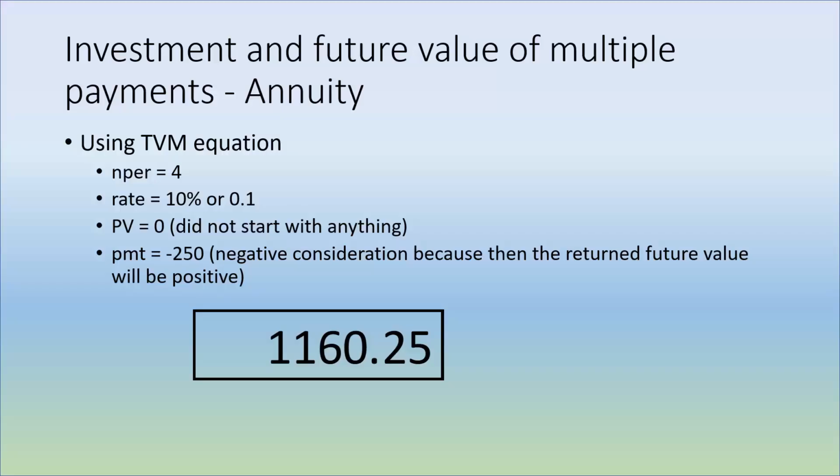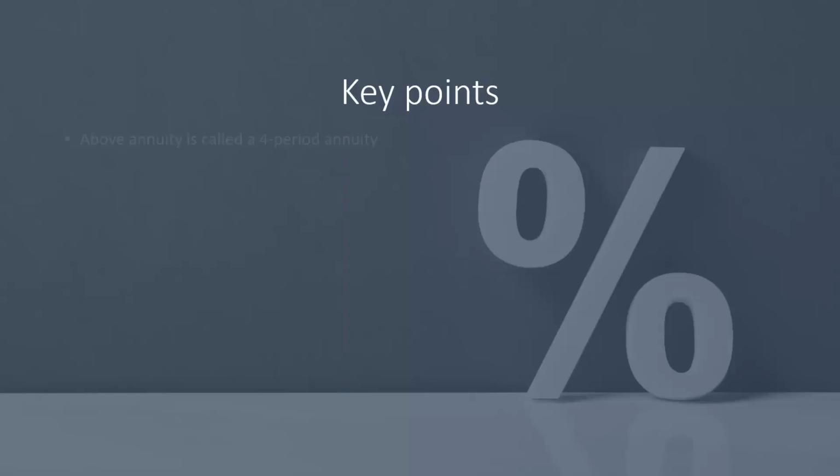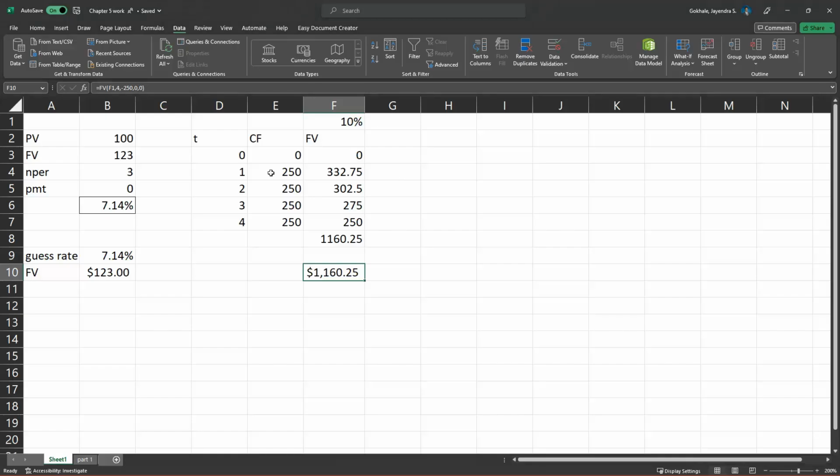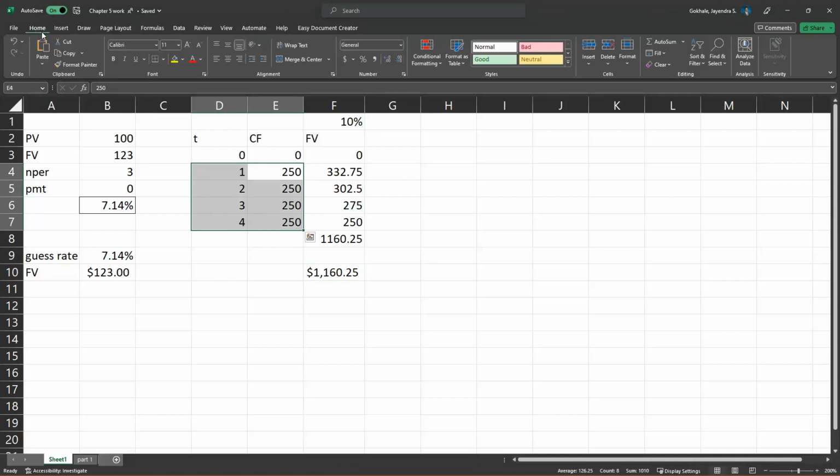Going back to the PowerPoint. So now we got the same answer for the annuity. The key points are, this annuity is called a 4-period annuity. Why is it called a 4-period annuity? Because it's got 4 cash flows. Now note that the cash flows do not start, the annuity starts at 0.